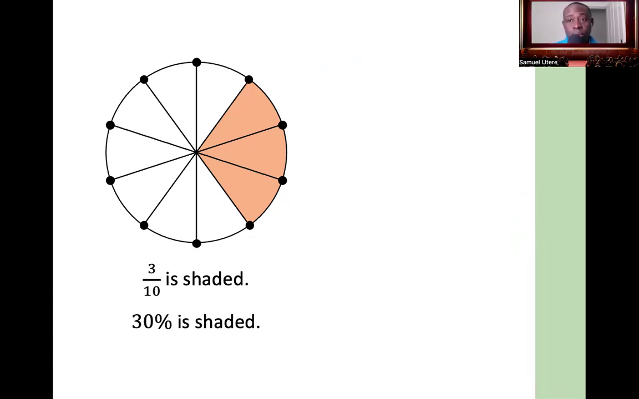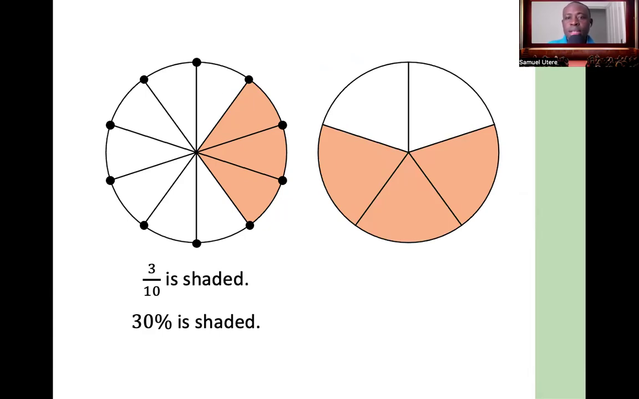If you do not know what I'm talking about, you can go and view our previous lessons, where we have done a lot of learning about how to convert between simple fractions, decimals, and percentages.